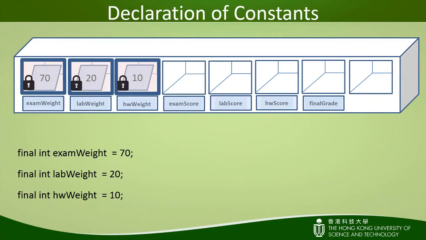In a way, we can think of these as locking up the memory cell and disallowing any attempt to change their values in other parts of the program. Let's say a student has done poorly in the exam but done well in the lab. The attempt to decrease the weight for exam and increase the weight for lab will be disallowed.